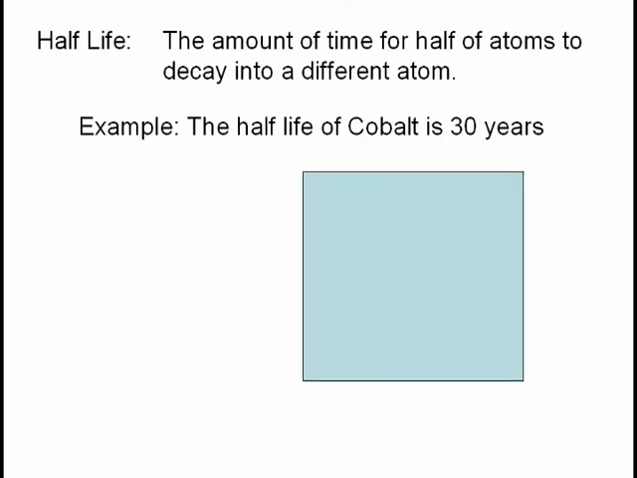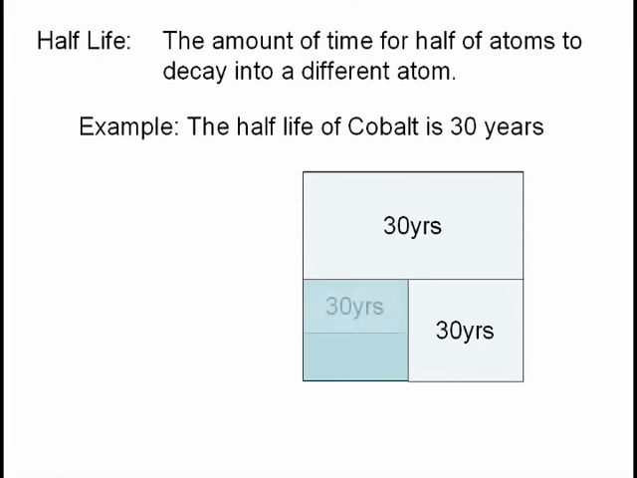So if this square represents our cobalt, after 30 years, half of it will decay into a new atom and the rest will still be cobalt. After another 30 years, half of that remaining will turn into another atom. After another 30 years, half of that remaining will turn into a new atom, and so forth.